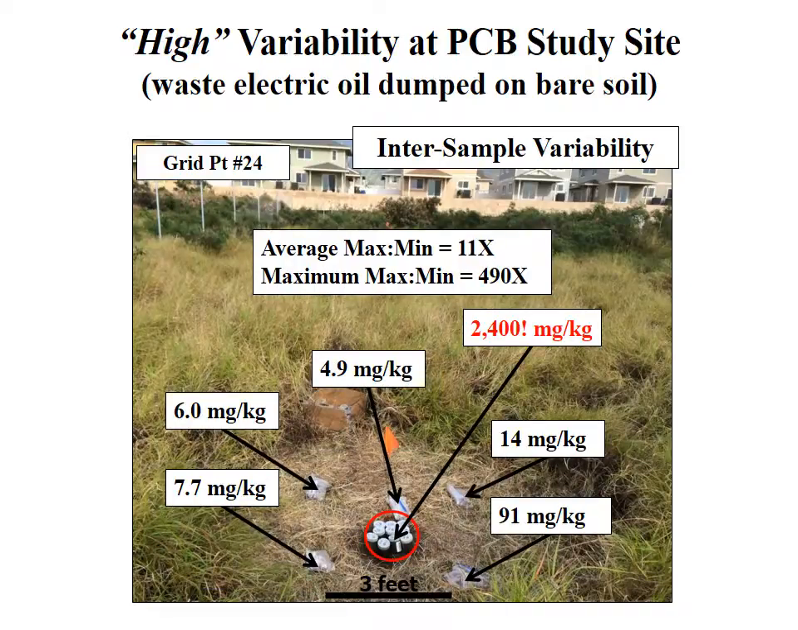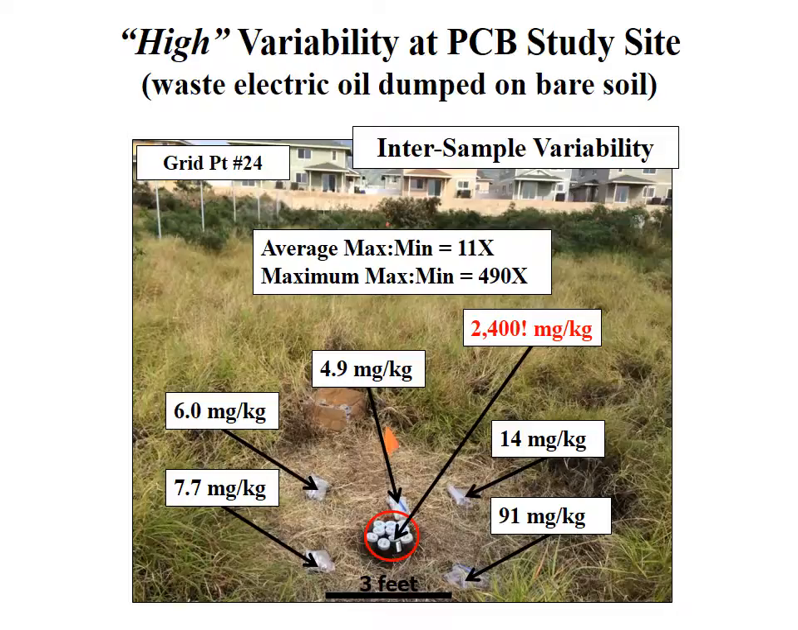So this is an example of the inter-sample variability at the PCB site, again for grid point 24. Just ignoring the concentration in the red for a moment, looking strictly at the co-located samples in black, the lowest concentration of PCBs reported for one of the samples was 4.9 milligrams per kilogram. Highest concentration just a foot away, 91 milligrams per kilogram. Again, the concentrations are completely random, not indicative of larger scale trends.